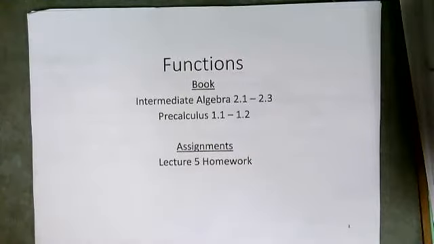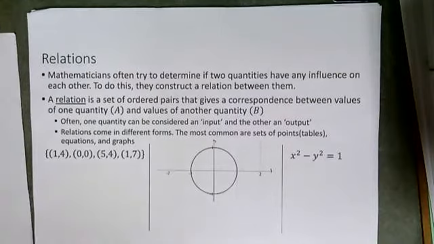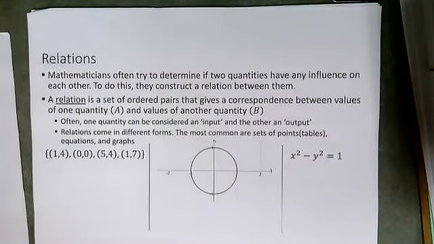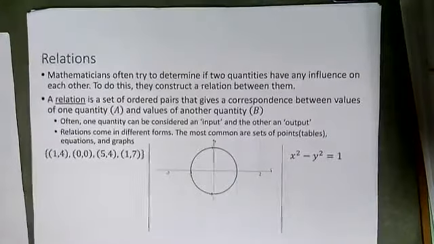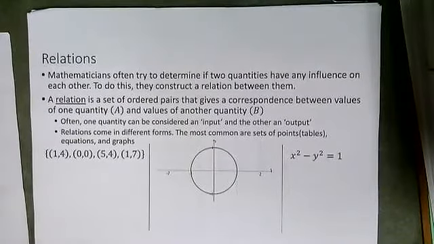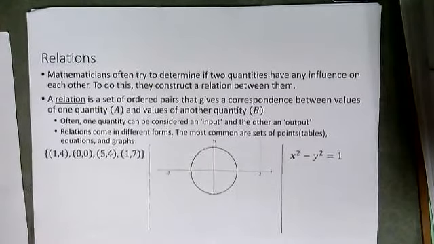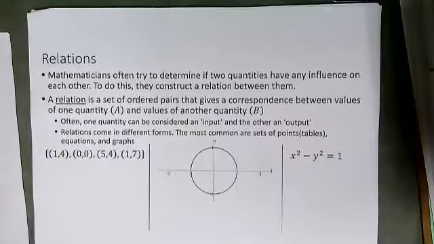Now we're into lecture 5, functions. When we talk about functions, let's talk about some relations. A relation is a set of ordered pairs that give a correspondence between values of one quantity and another. Often one quantity is considered an input value and the other one is an output. Relations can come in many different forms. Most common of them are sets of points or tables, equations or graphs.